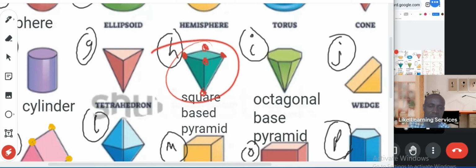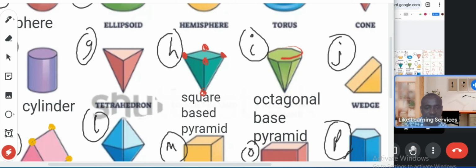Okay, so this is a pyramid, this is a pyramid. Now, you look at the base to describe the name of the pyramid. Like this is a square, so we call it square-based pyramid. And of course, this one is a hexagonal-based, octagonal-based pyramid because the base is an octagon.